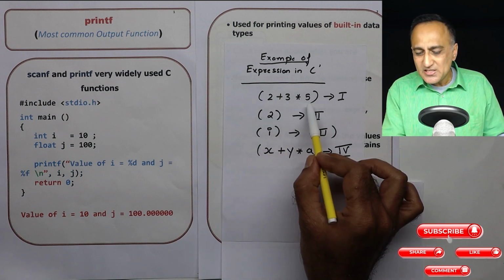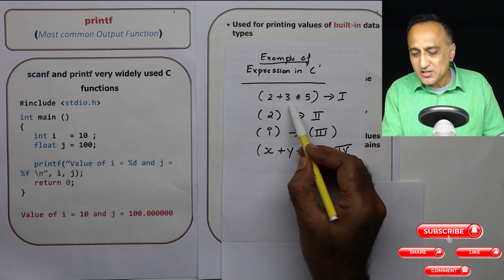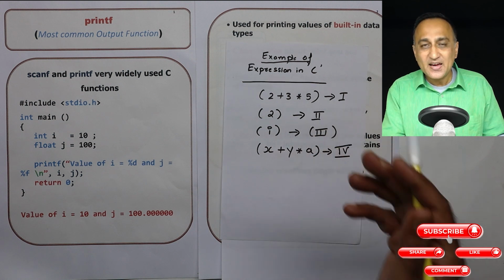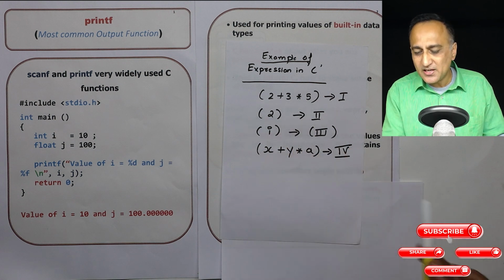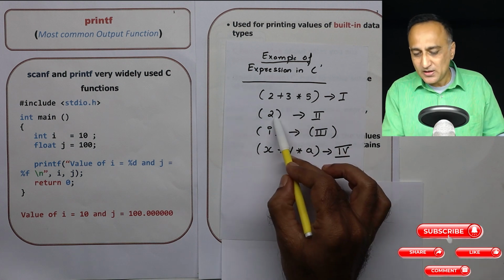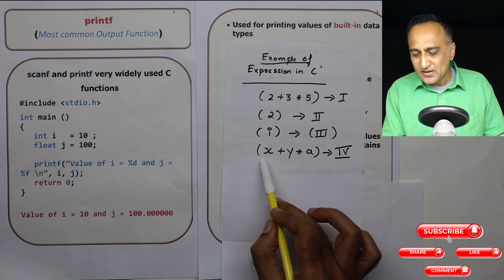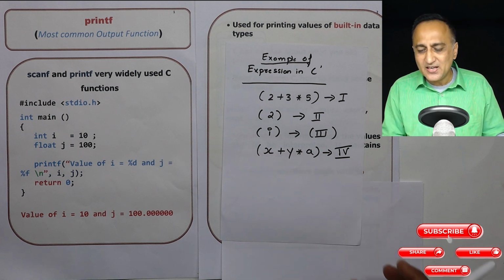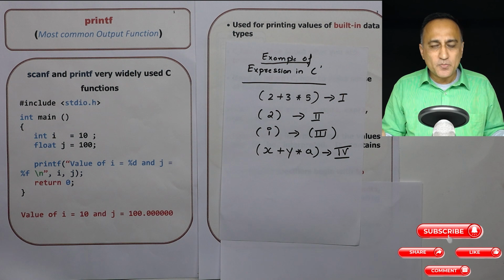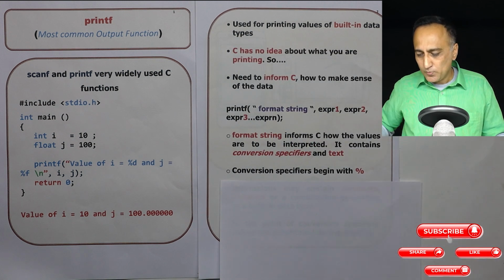When this expression is evaluated or solved, it must lead to a single value. You cannot have 2 plus 3 into 5 plus x and not know what the value of x is. That is not an expression. It has to result in a single value. Here it's a single value: i, in this case, let's say it's 10. That's a single value. Here we have not given any values for x, y and a, but if we give values, it will result in a single value. So an expression is a combination of variables, constants, operators, the evaluation of which leads to a single value.